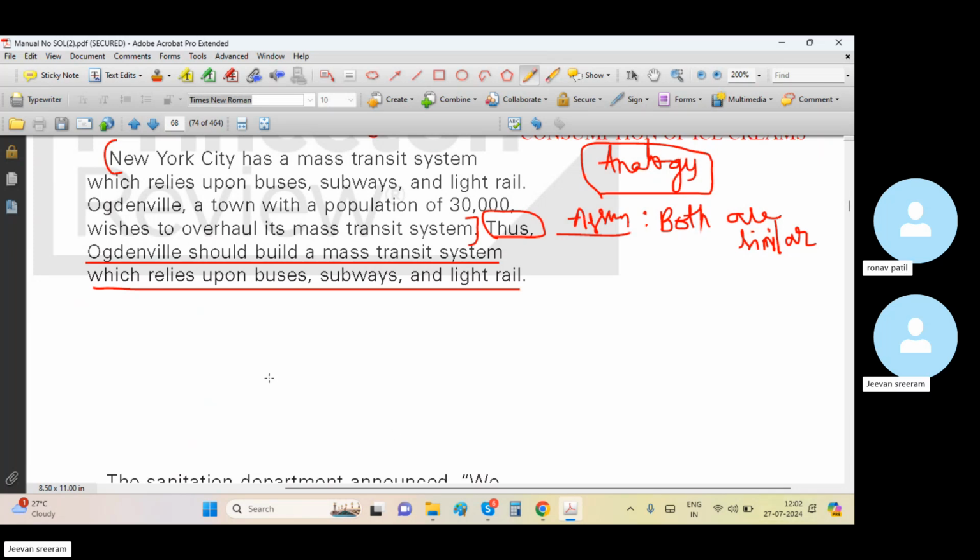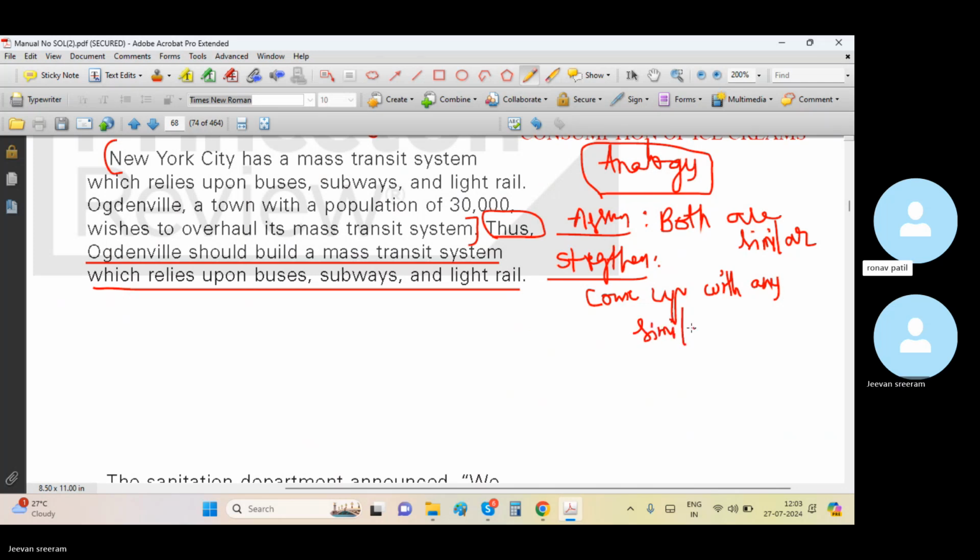Okay. So if you really want to strengthen, come up with any additional similarity which is not mentioned in the argument, and rule out any dissimilarity.